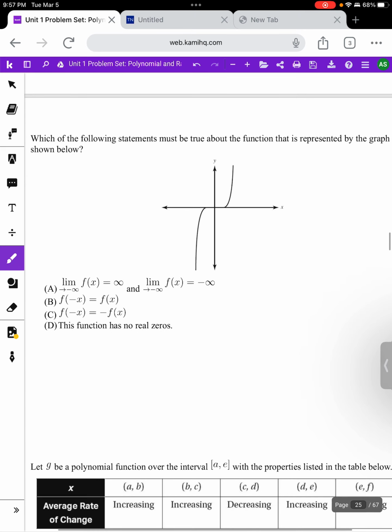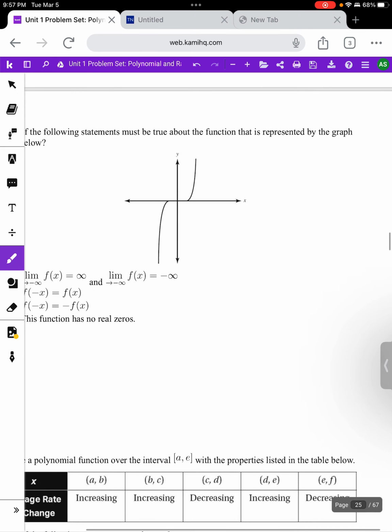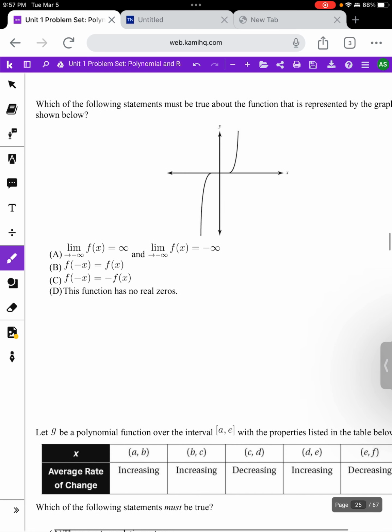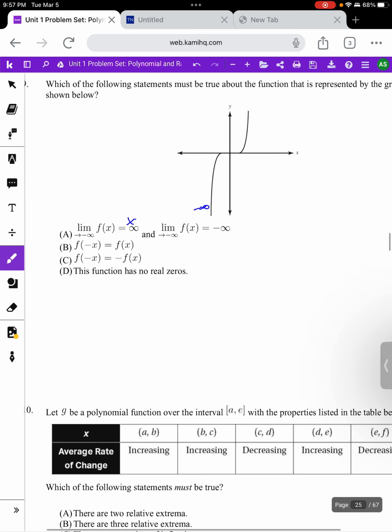Which of the following statements must be true about the function that is represented in the graph below? The limit as x goes to negative infinity is positive infinity. That is incorrect. The limit as x goes to negative infinity is negative infinity, down there. So that is incorrect.